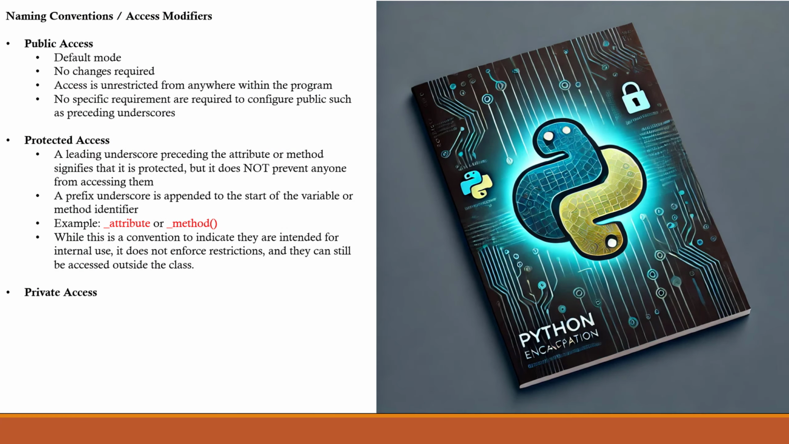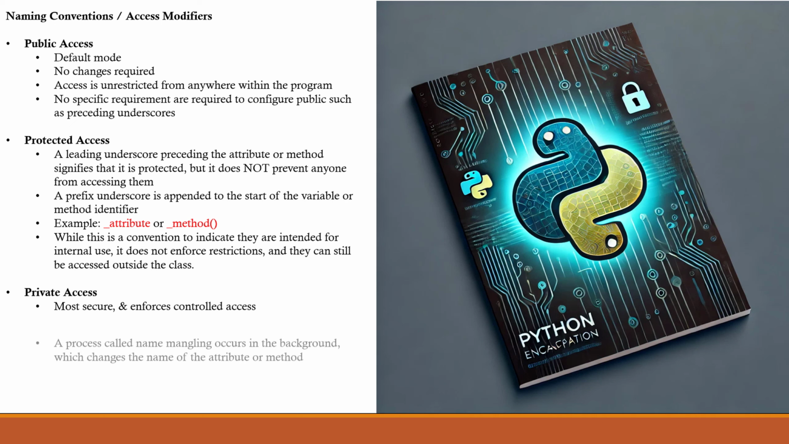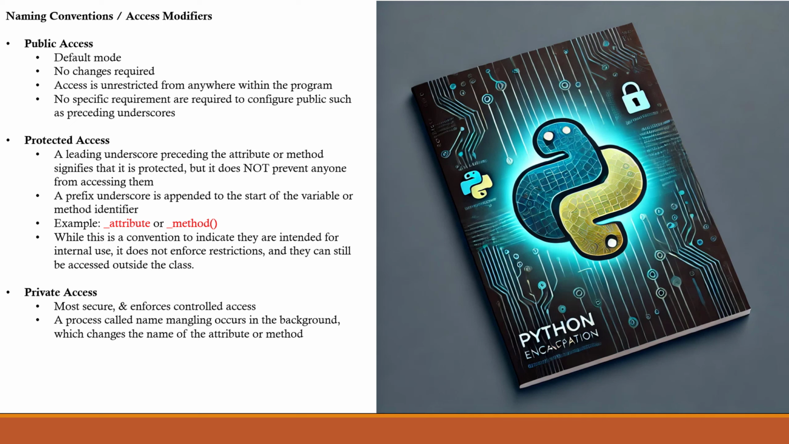And finally, there is private. The private access modifier is the most secure and enforces controlled access. Well, it does to the naked eye anyway. However, in reality, it's not that secure really. It basically performs a process called name mangling, in which it changes the name, so you can still access it if you were aware of the name change that happens internally on the back end. Anyway, we will have a look at this towards the end of the video.